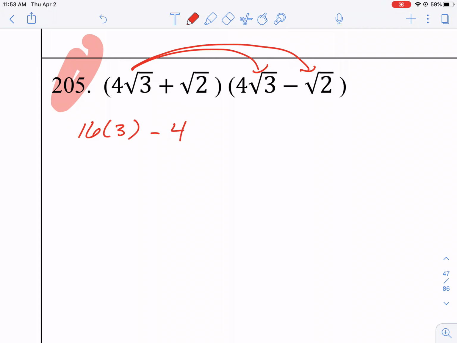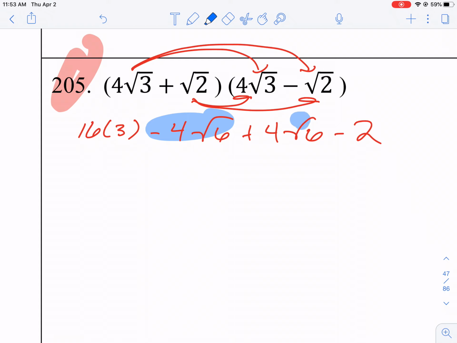Now I have minus 4 square root of 6 plus 4 square root of 6 minus 2. These two cancel out. So when you have the exact same parentheses, one's plus, one's minus, you actually lose your middle term, and it becomes the first term squared minus the second term squared. So that's 48 minus 2, or just 46.